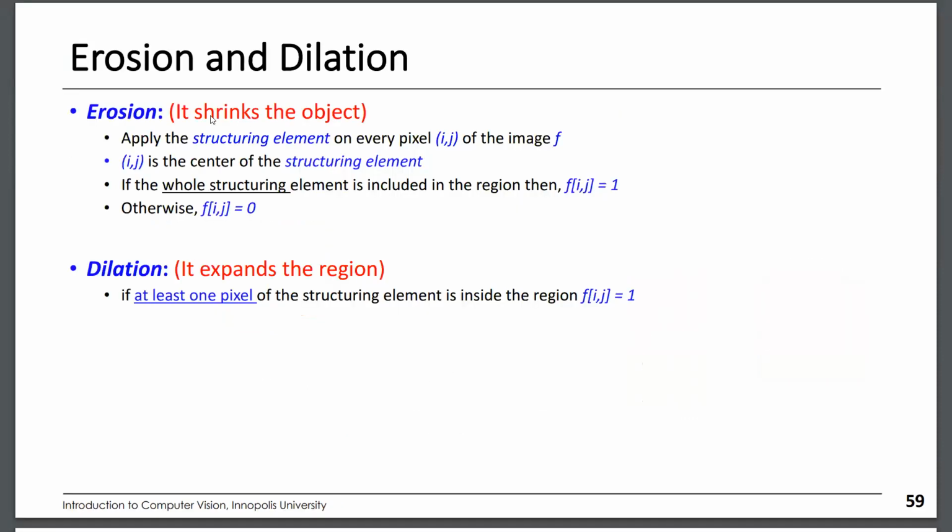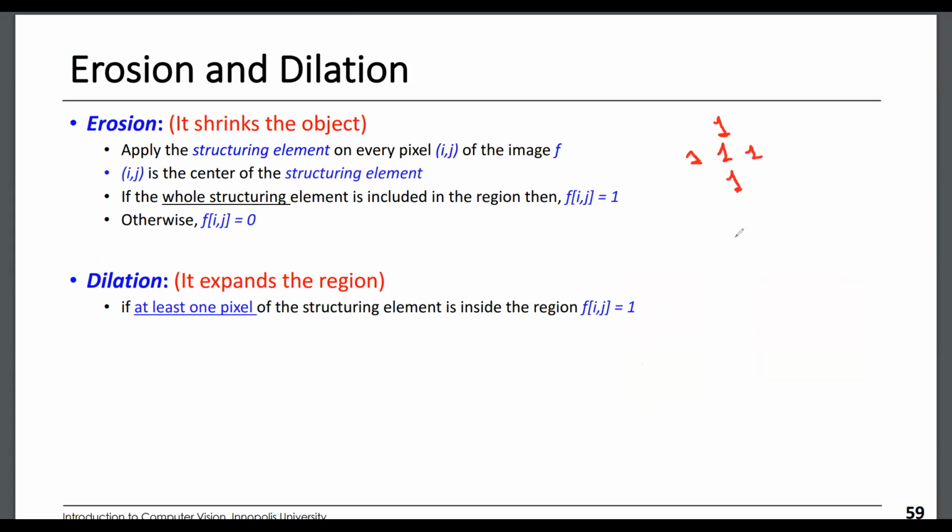So for erosion, erosion kind of shrinks the object. So apply the structuring element on every pixel. Remember the structuring element, right? So this is the structuring element for disk, for example. We apply this structuring element on every pixel, IG for image F. IG is at the center of the structuring element. And if the whole structuring element is included in the region, then we set the value to 1. Otherwise, we set the value to 0.